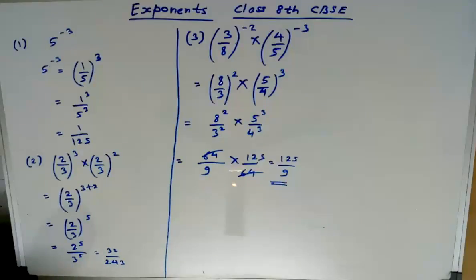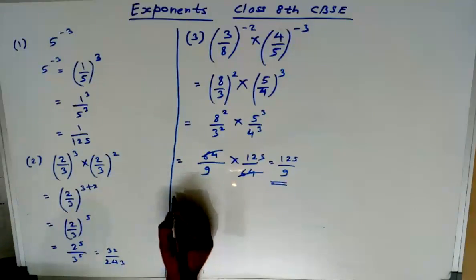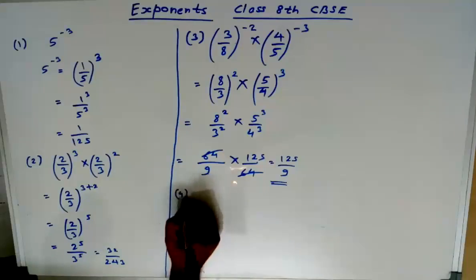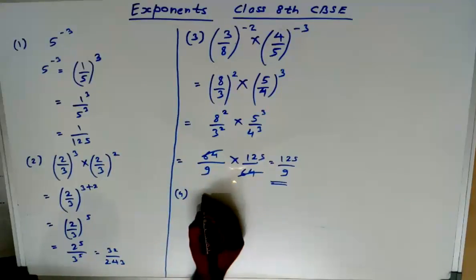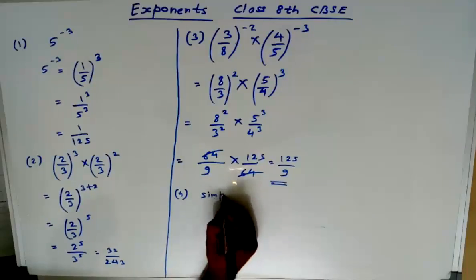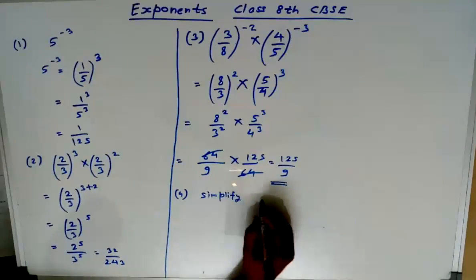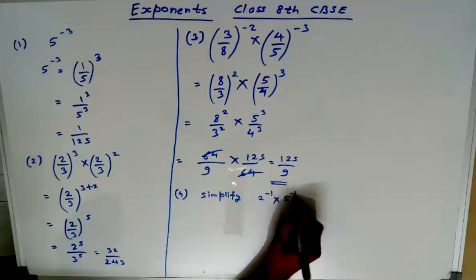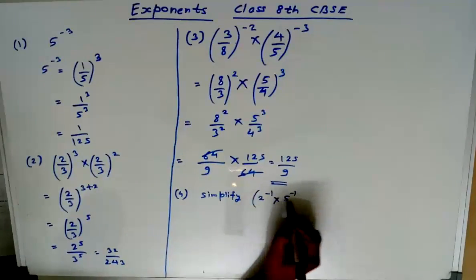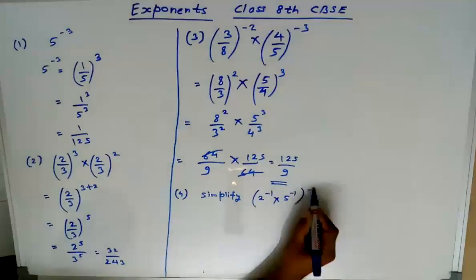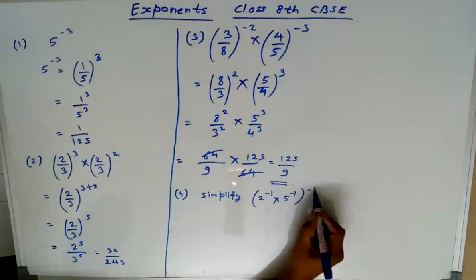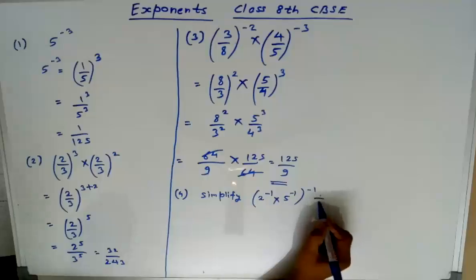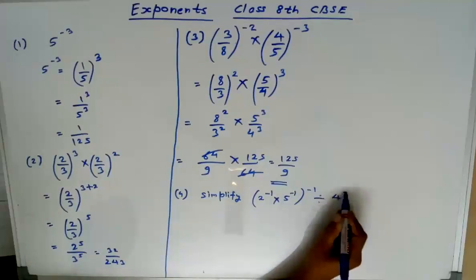Let us take one more example. That is, simplify 2 raised to the power minus 1 into 5 raised to the power minus 1, its whole power raised to minus 1, divided by 4 raised to the power minus 1.